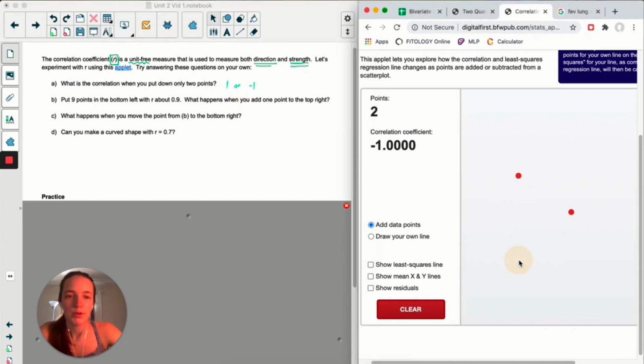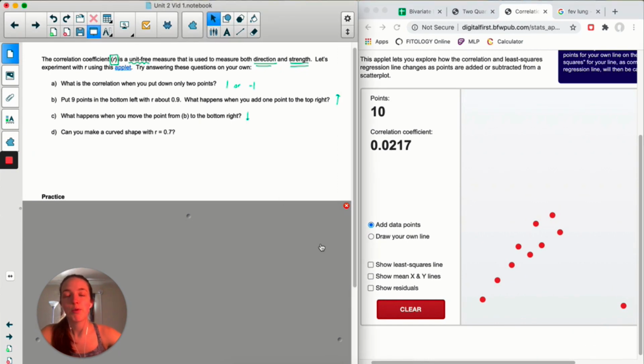If we put 9 points in the lower left-hand corner that have an R value, or a correlation coefficient, of about 0.9, and we add 1 more point to the top right, our correlation coefficient goes up. So in this case, it went from 0.9169 to 0.9695. Whereas if we put it down, our correlation coefficient, or R, went down quite a bit. So adding a point that fit the pattern made R increase. Adding a point that did not fit the pattern made R decrease.